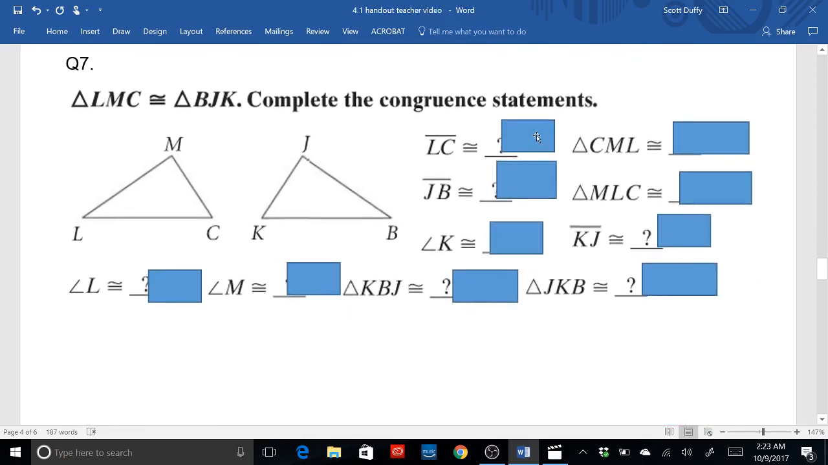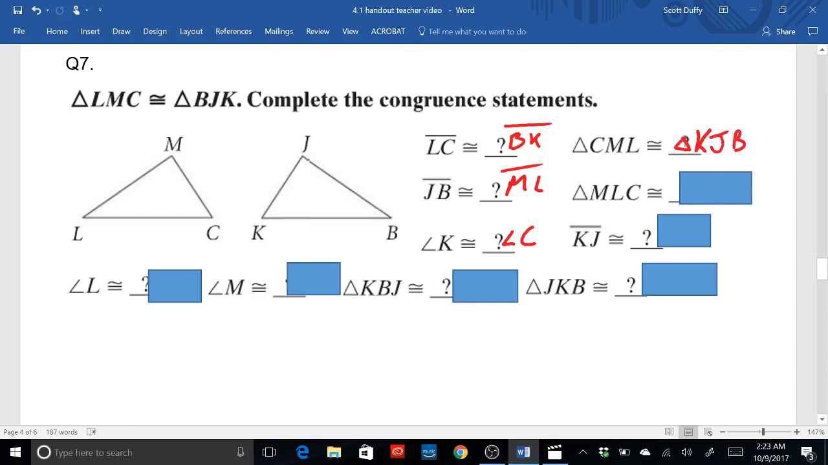Question 7, a little bit of help right here. This isn't too bad, but LC corresponds to the bottom. As you can see that these two are just reflections of each other, LC and BK. JB, so J to the B, well, what corresponds to J is M, what corresponds to B is L, so it's going to be M to the L. Angle K corresponds to angle C. CML, well, if I have CML, what corresponds to C is K, what corresponds to M is J, and what corresponds to L is B, so it's going to be KJB.